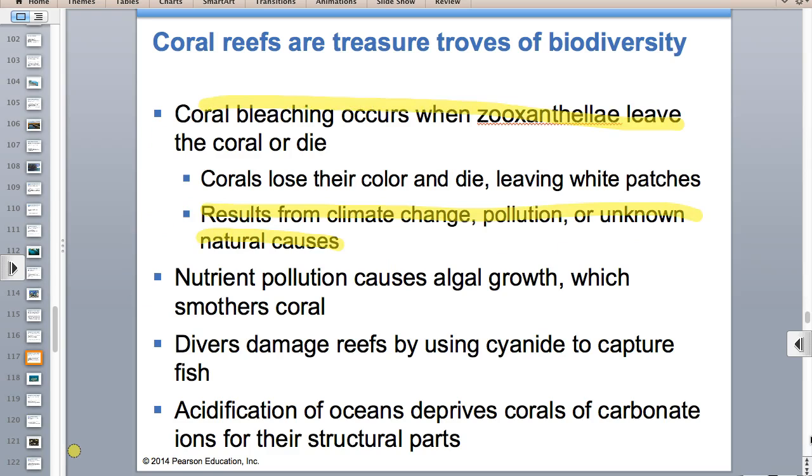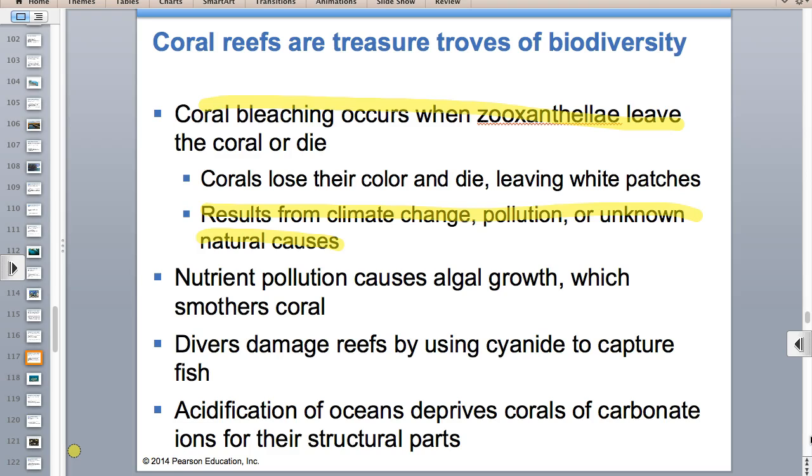And when we say pollution, we're really meaning a couple things. It could be the use of cyanide. I don't know if y'all know this, but when you go and catch really fancy ocean fish for an aquarium, they actually stun them with cyanide and paralyze the fish temporarily, and they'll capture it and take it to an aquarium or to a store that sells pets. Did you know they do that?